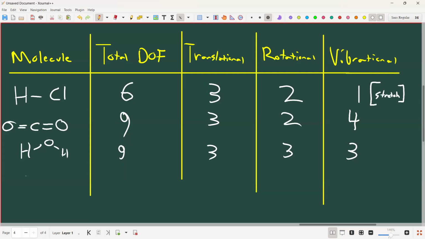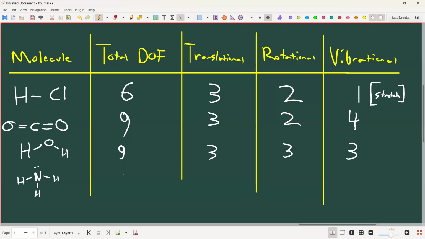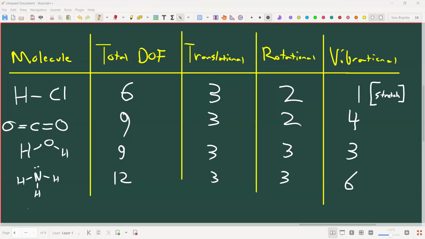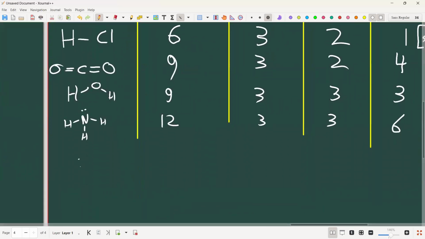All right, let's do a couple more. In NH3, this has 12 degrees of freedom: 3 translations, 3 rotations, and 6 vibrations. We'll do one more. CH4, 15 degrees of freedom: 3 translational, 3 rotational, and 9 vibrational.